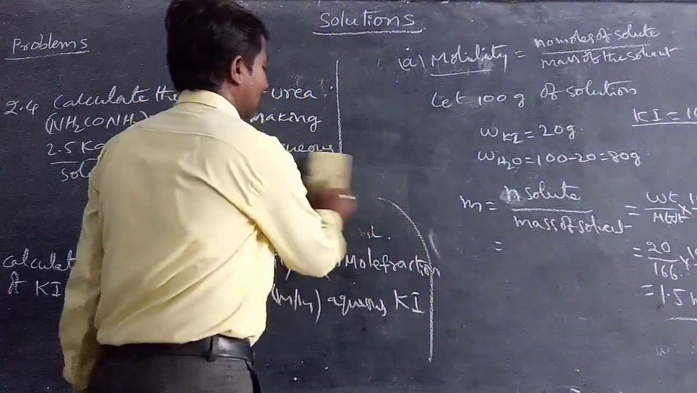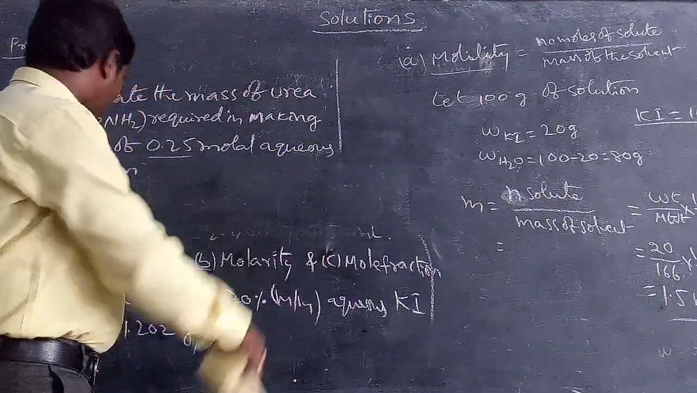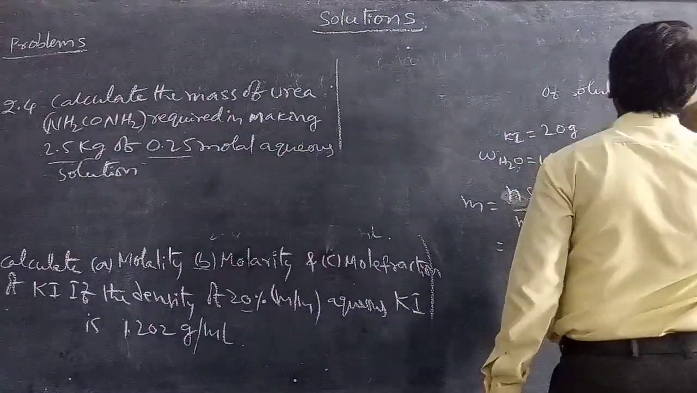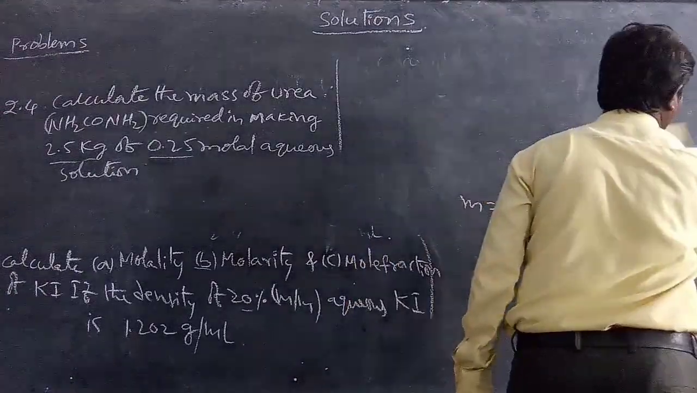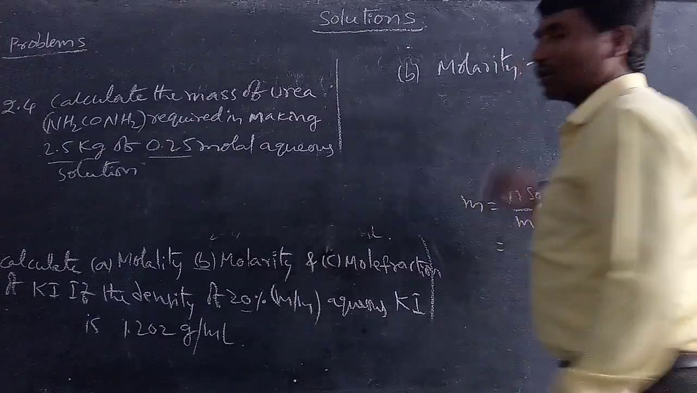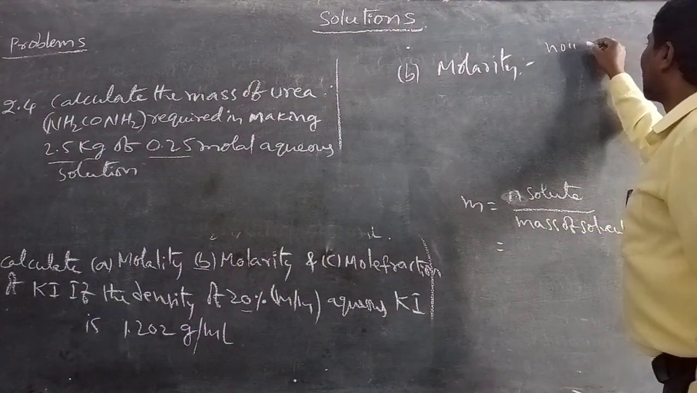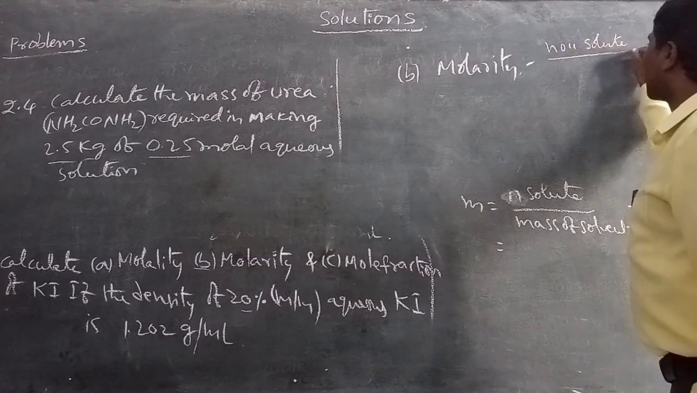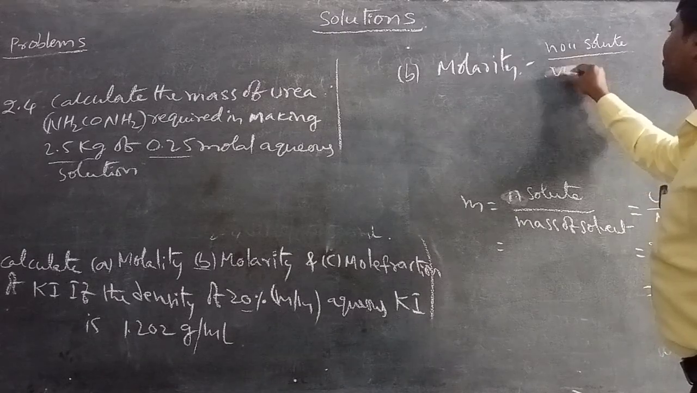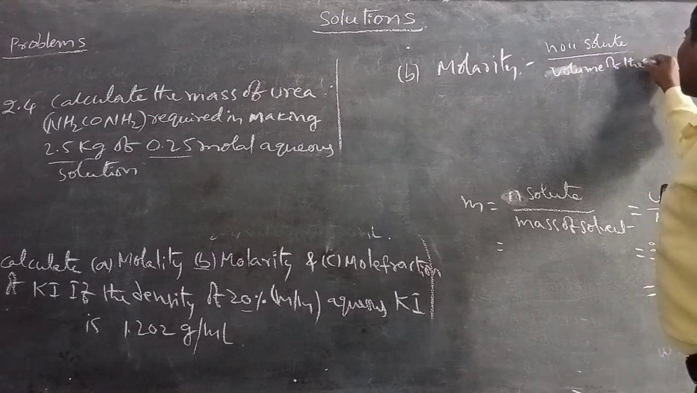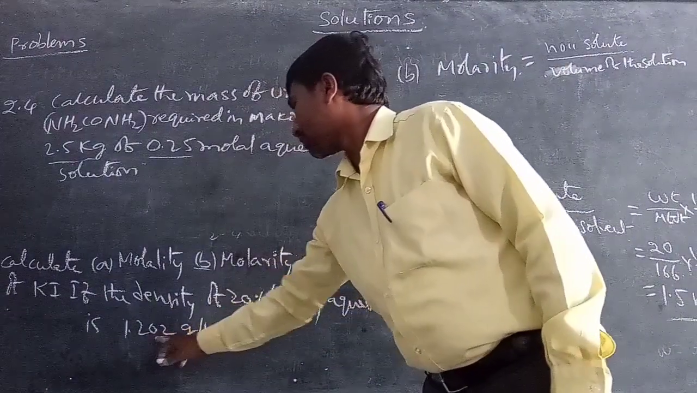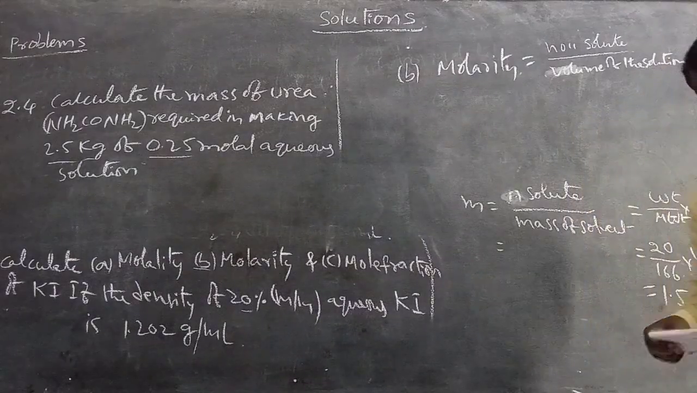And another one is part B, molarity. So molarity is the number of moles of solute divided by the volume of the solution. Here the density is given: 1.202.